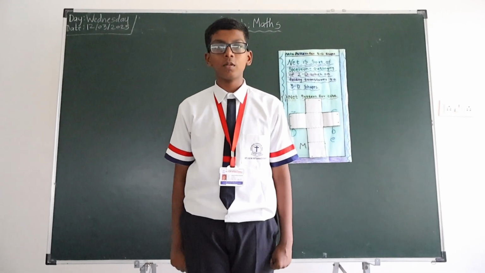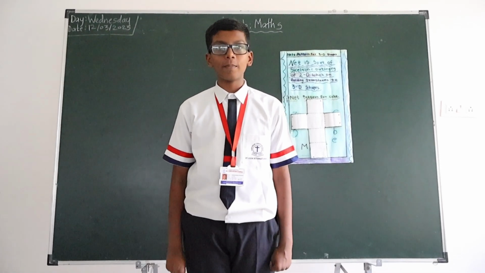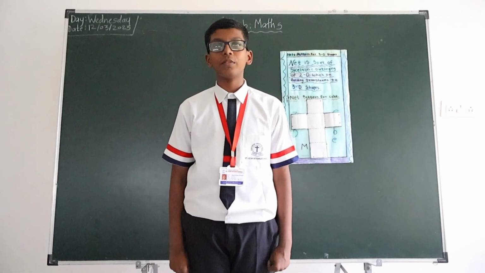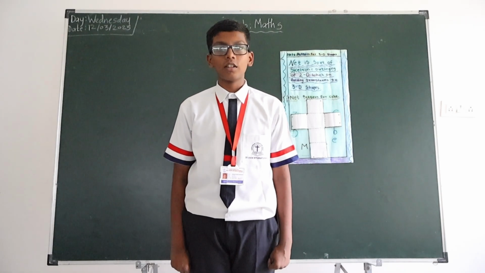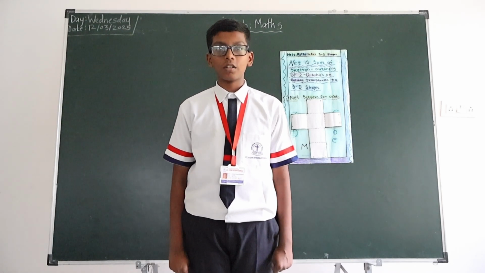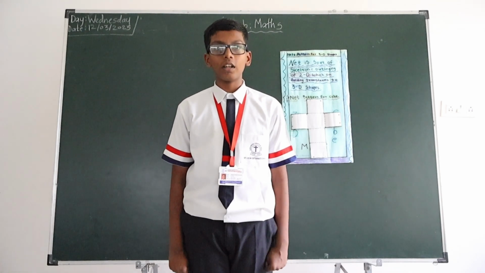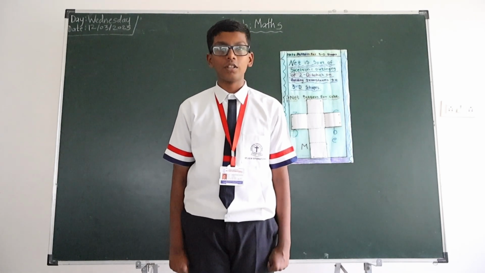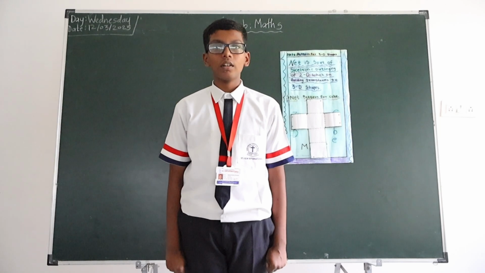Hello friends, my name is Samir. Today my topic is net patterns of 3D shapes. We will learn how some 3D shapes are visualized on 2D surfaces, for example paper. To learn more about 3D objects, first we have to learn about 3D shapes. Before that, we have to understand what a net pattern is. A net is a sort of skeleton outline on which folding transforms it into a 3D shape. So net patterns of 3D shapes are 6, but today we will learn only one, that is the net pattern for a 3D cube.